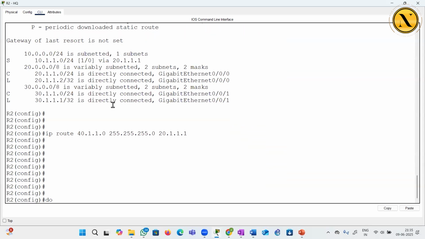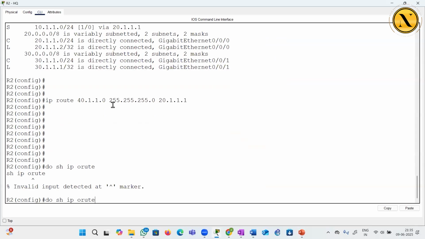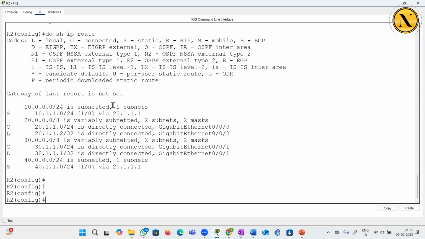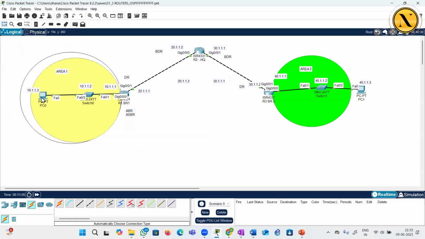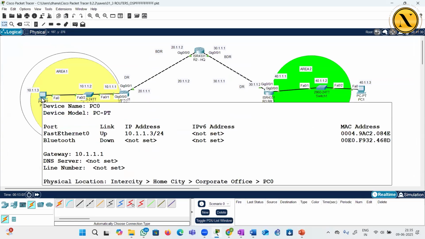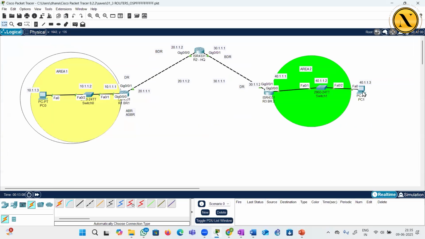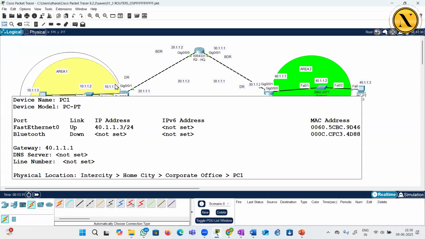Now we have, do show IP route. Yes, few seconds, guys. Now we have two static routes, one up to 10 and one up to 40. Now end-to-end communication will happen. So let's go on this PC, this is 10.1.1.3, and let's ping 40.1.1.3. Done.